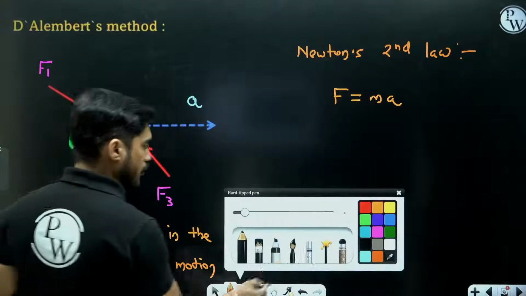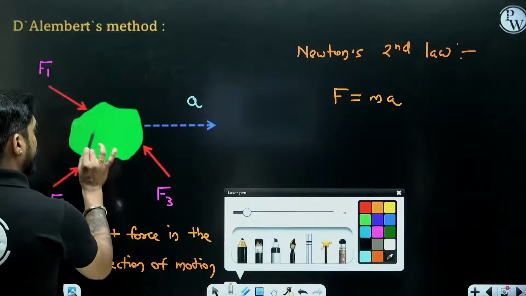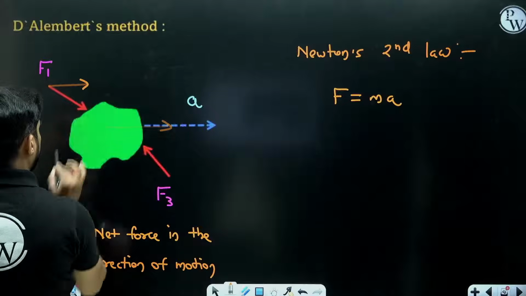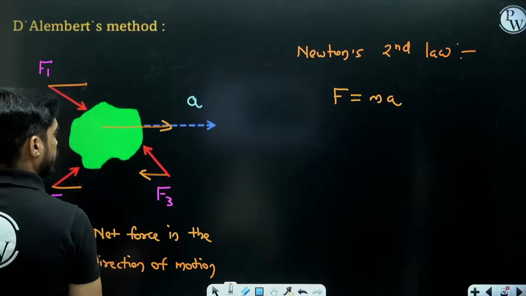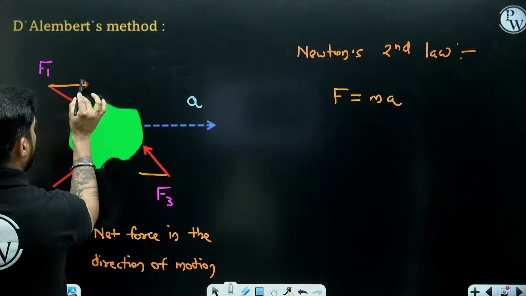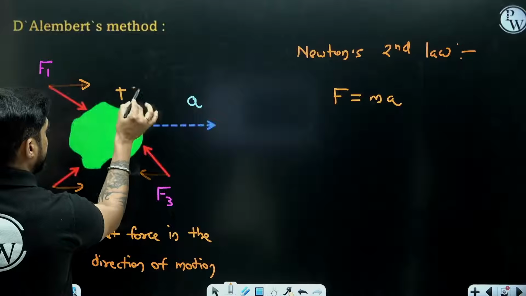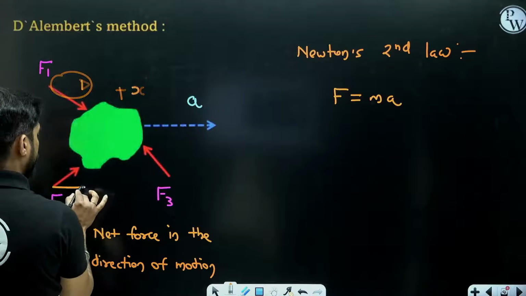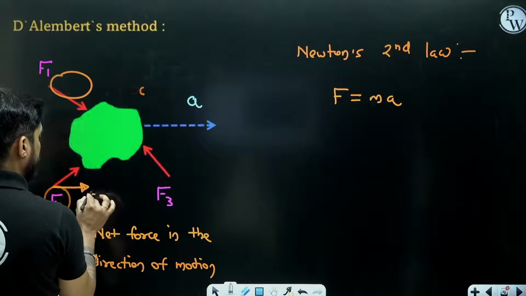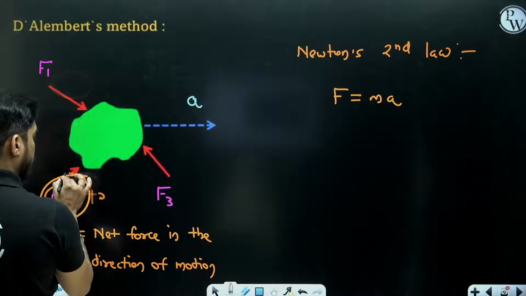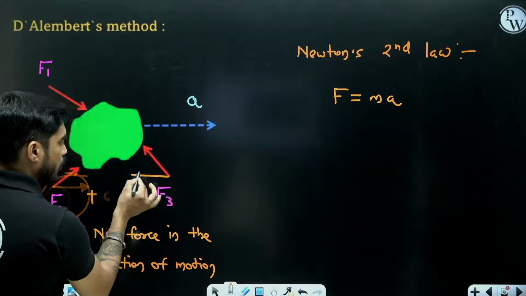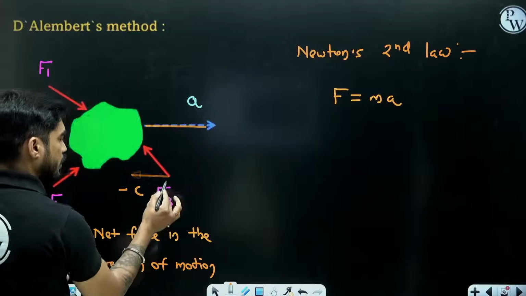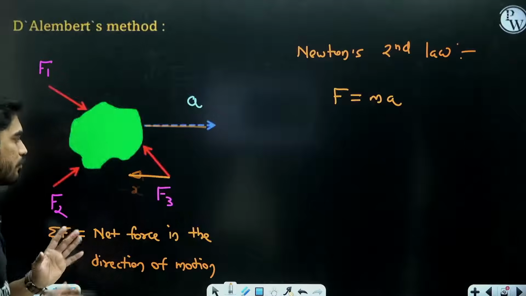So what we are going to do is find the net force in plus X direction. So we will resolve F1, F2, F3. You can see that the horizontal component of F1 is in plus X direction, so this force will be considered positive. Horizontal component of F2 is also in plus X direction, so this will also be positive. But the horizontal component of F3 is in minus X direction, means opposite to motion, so this will be considered negative.